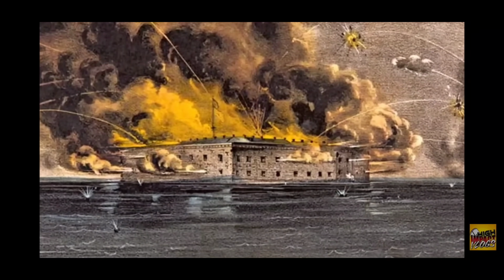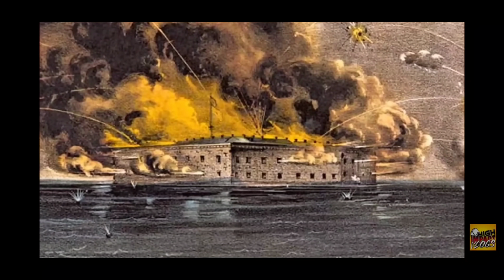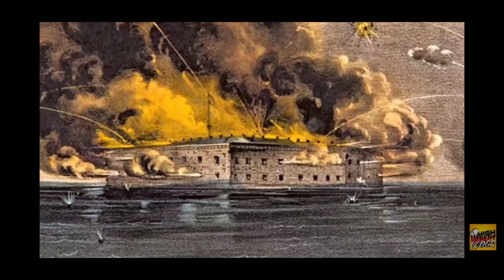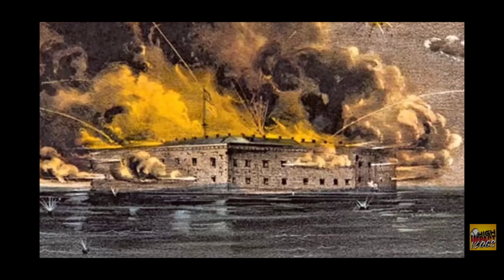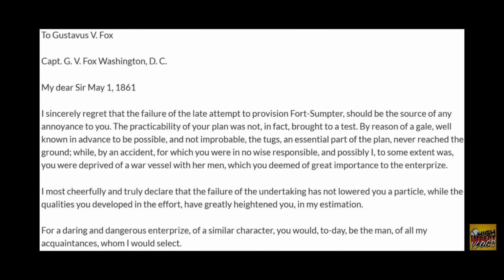Confederate forces shelled Fort Sumter for 3.5 days before Northern Commander Major Robert Anderson surrendered. No one died on either side during the attack. Lincoln wrote this letter 2 weeks later.